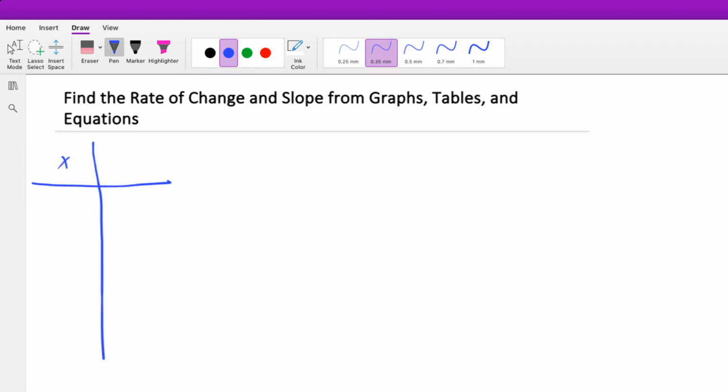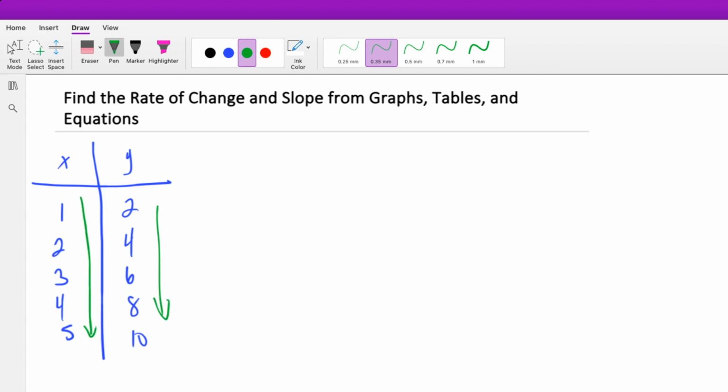X and Y. I'm going to make up numbers just to show you that it'll always work. 3, 4, 5, 2, 4, 6, 8, and 10. As you can tell, there is a direct relationship with all the numbers that I wrote. The x values increase by 1, and the y values are increasing by 2. What do we know from this? Well, not much, besides that it's a proportional relationship.